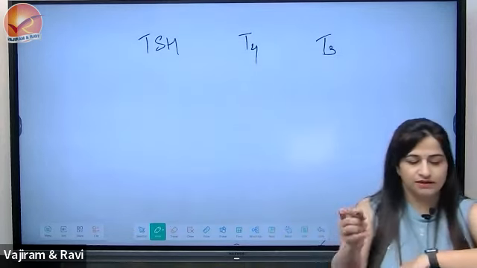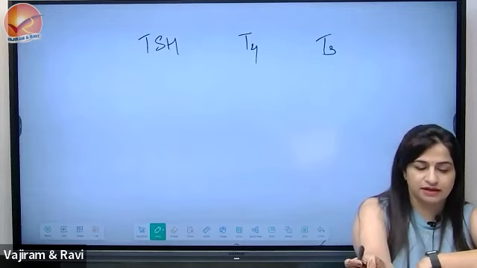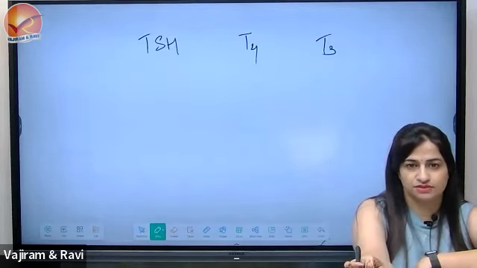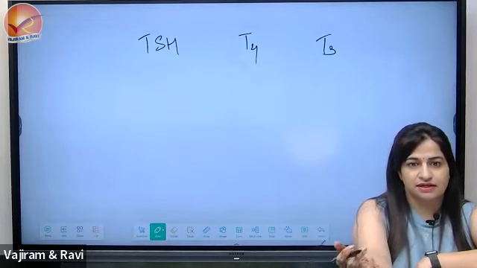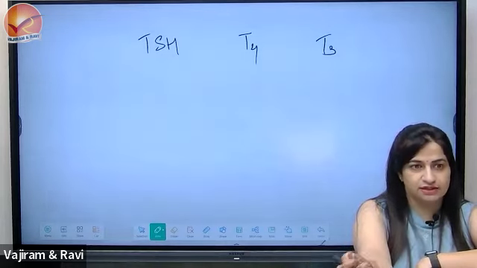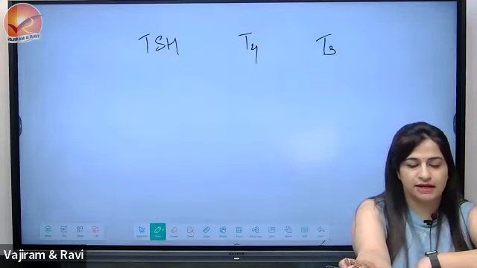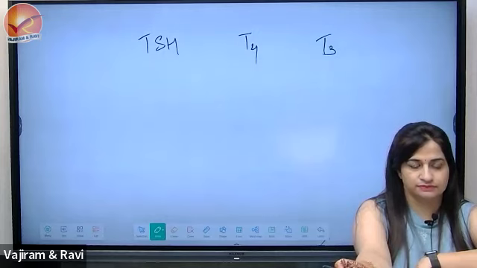For the second one, where the TSH is undetectable and T4 is normal and T3 is raised, it is primary T3 thyrotoxicosis. Today we have discussed that there can be hyperthyroidism where T3 and T4 both will be raised. There can also be a T3 thyrotoxicosis. So that is primary T3 thyrotoxicosis.